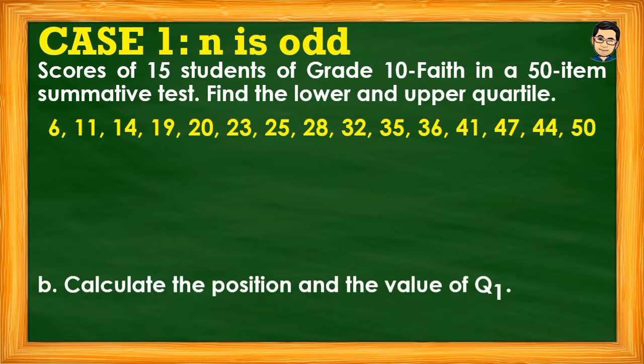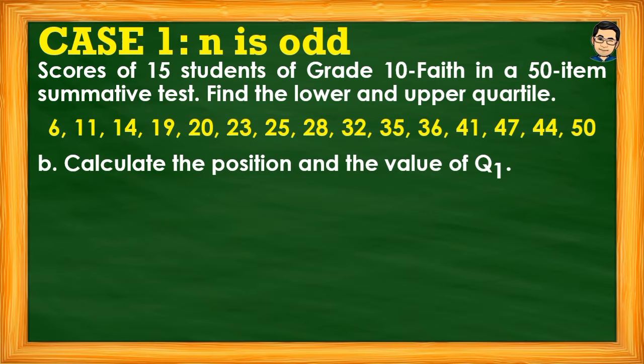Now, for the next step, we will calculate the position and the value of quartile 1. Okay, so since naka-arrange na yung ating mga scores, now is the time to calculate the position of quartile 1, the lower quartile. So after nating makalculate yung position, pwede na po nating i-identify yung value ng lower quartile. Now, the formula for locating the position of quartile 1 is Q sub 1 is equal to 1/4 times the quantity of n plus 1.